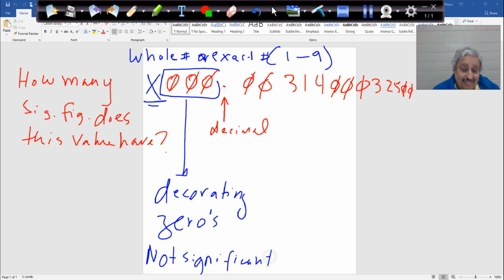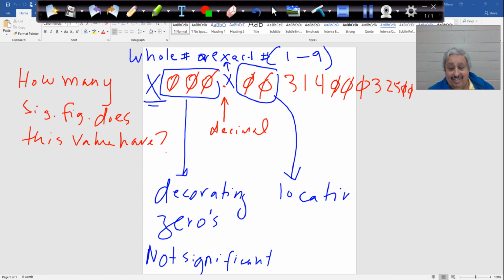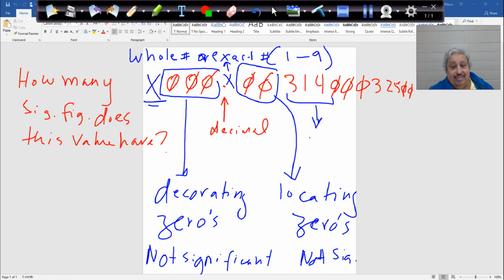Not significant. How about those zeros here? There is no exact number there missing. No exact whole number from 1 to 9. So those are locating zeros. They locate the decimal, correct? They locate the decimal. Those are not significant. Not significant, correct? This is whole number or exact number. Exact whole number or numbers.